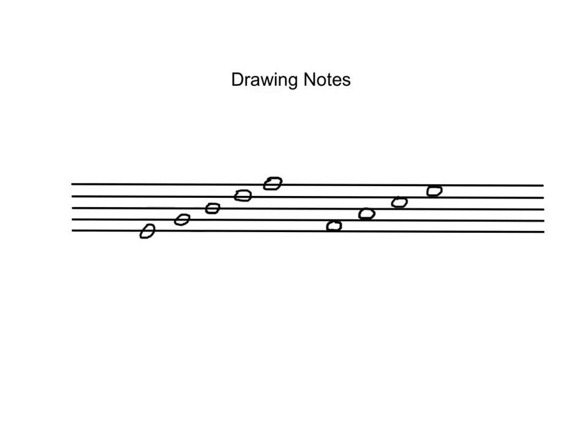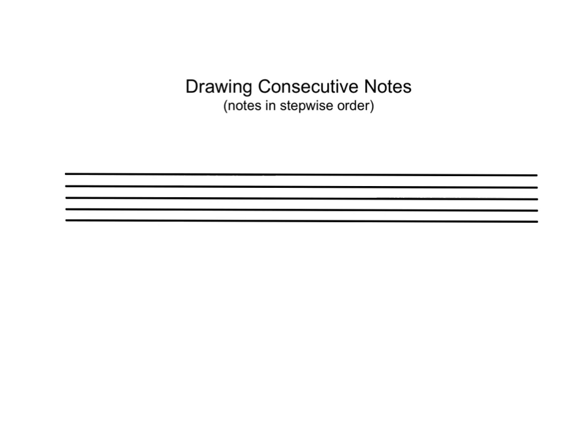Before we go on, I want to show you 2 more notes. One here, and one up here. These notes are called the space below the staff and the space above the staff. So you should spend some time practicing drawing your space notes and line notes neatly, and you should also practice doing this: drawing consecutive notes, or in other words, notes that go in stepwise order up and down.